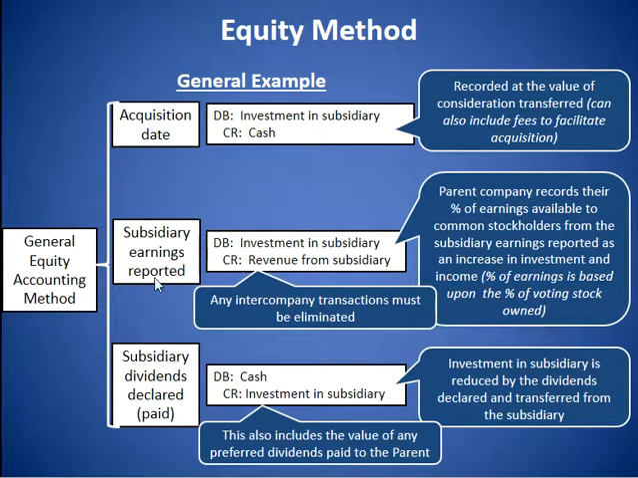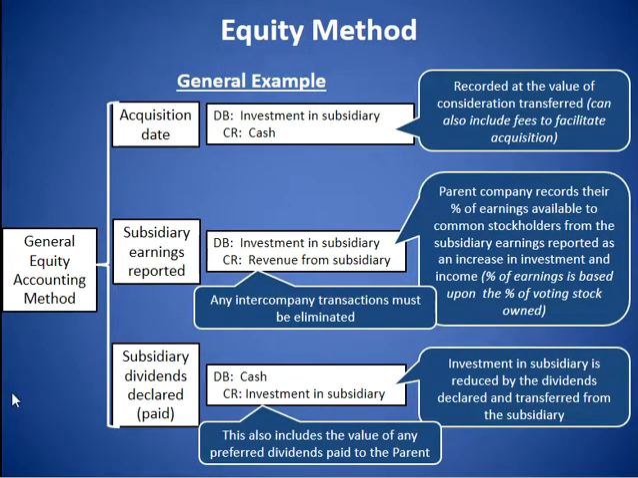So in this case, when the subsidiary reports earnings, we're going to increase our investment in the subsidiary, and then we're going to have an offsetting credit to revenue from the subsidiary for our portion of the earnings of the subsidiary. Now, we also need to remember, although this typically isn't included in the exam, that if we did have intercompany transactions between the parent and in effect the subsidiary, any intercompany transactions and their effects have to be eliminated.